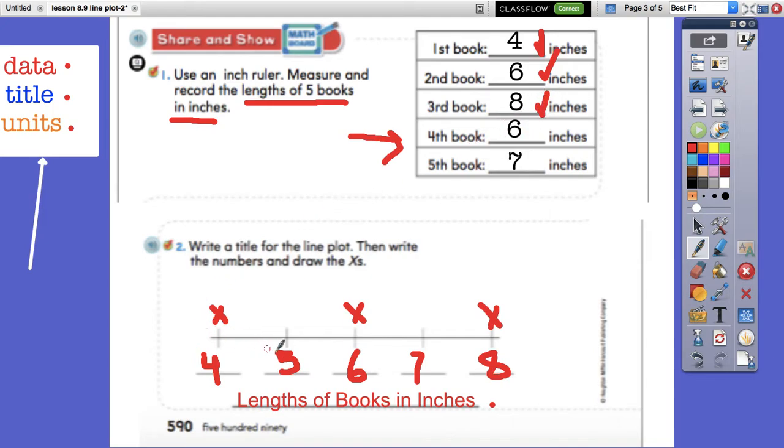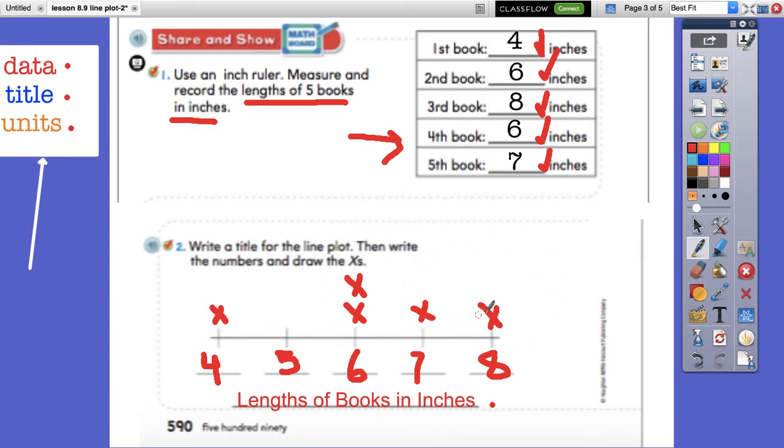Fourth book is 6 inches. I come down to my number line. Oh, I see I already have an X there, so I need to put my next X on top of that one. Okay, now I go back and I do my check, and I do my fifth book, which is 7 inches. I come down above the 7 and I put an X. And go back up, check. Okay, I have 5 books. I have 5 X's, so I know I made my line plot correctly.